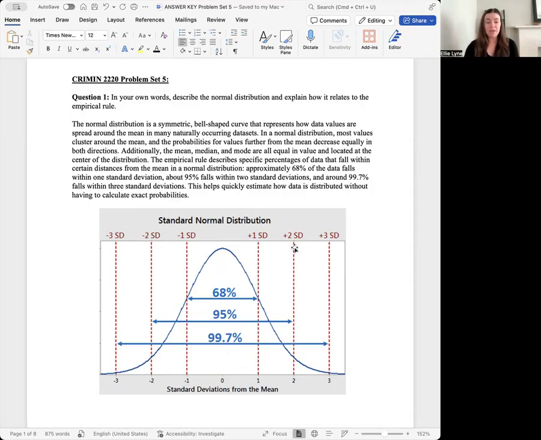The second element is that most of these values cluster around the mean, and the probabilities for these values further away from the mean decrease equally in both directions. So this does relate a little bit back to our symmetrical element that we just talked about here. And so again, our mean is right here at our center point, and the probability of having a value standard deviations away from our mean decrease equally as we move further and further away.